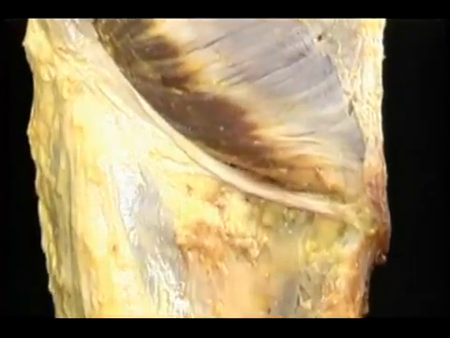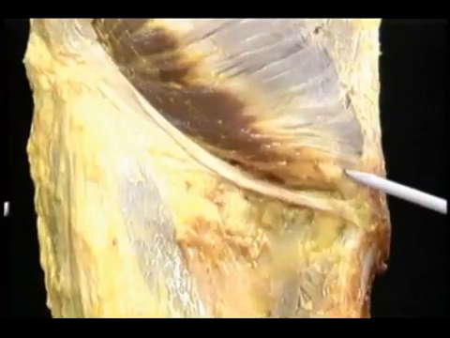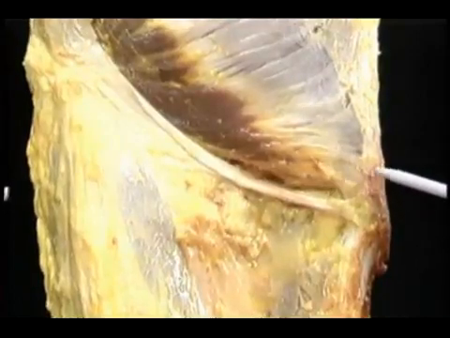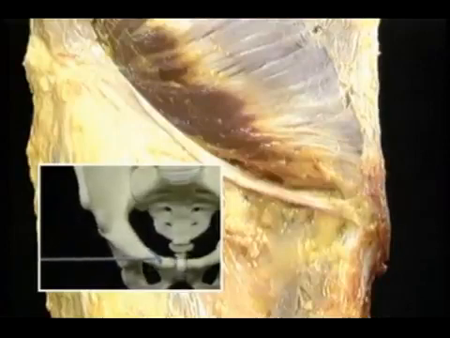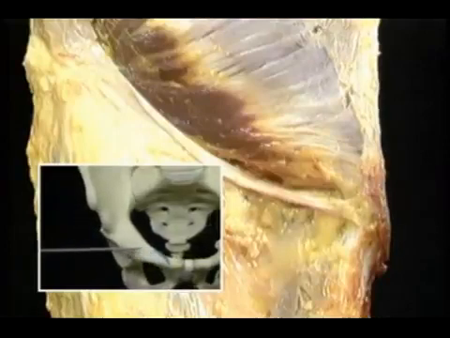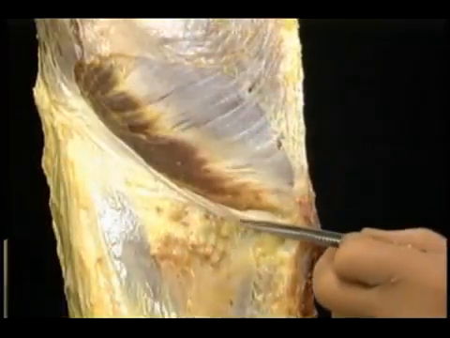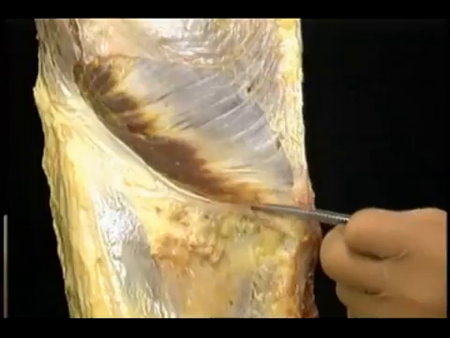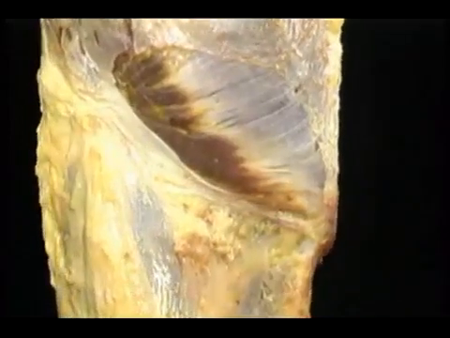The tendinous fibers of these two muscles arch over and unite to form this flat tendon, the conjoint tendon. The conjoint tendon is attached to the pubic crest and also behind to the pecten. Now we'll bring this lowest part of the external oblique aponeurosis up to its natural position and add the rest of the aponeurosis to the picture.